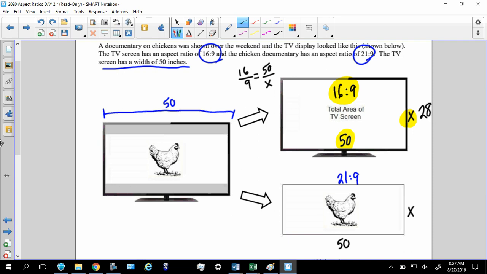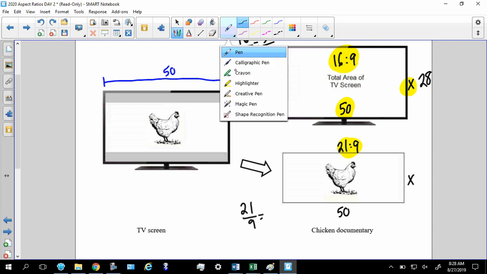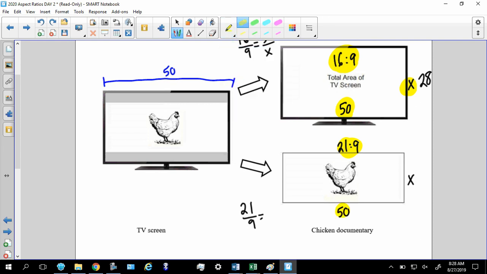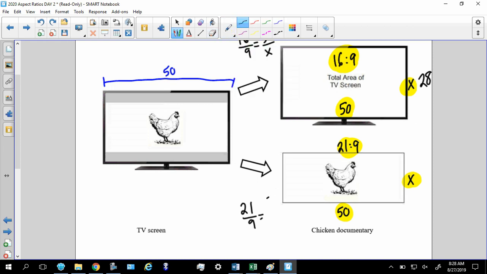Okay, let's go down to the chicken. Let's go ahead and knock it out. The chicken has an aspect ratio of 21:9, so I'm going to put that in a fraction. 21 over 9 is equal to, now again remember, the width is 50. It was given to us, but we don't know how tall it is. So width goes on top, 50 over x. Cross multiply, our answer ends up being 21.